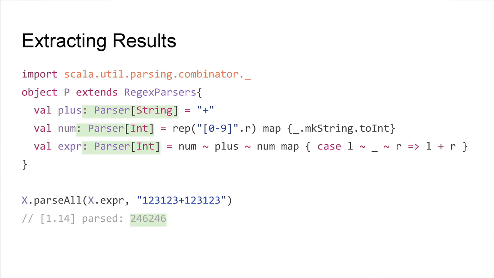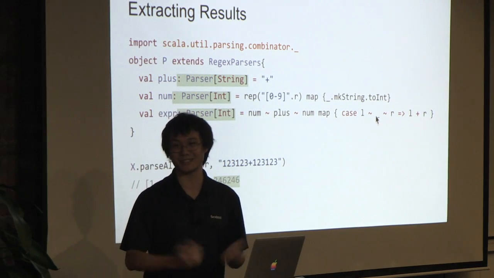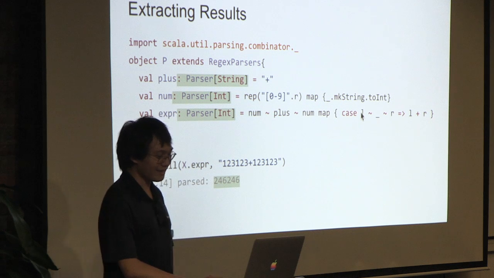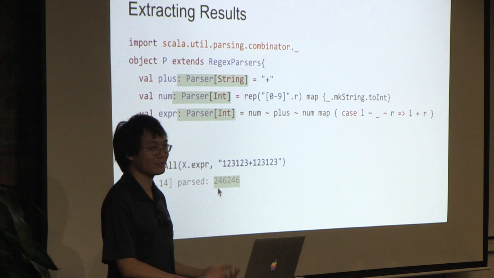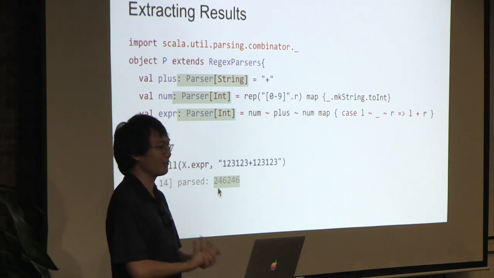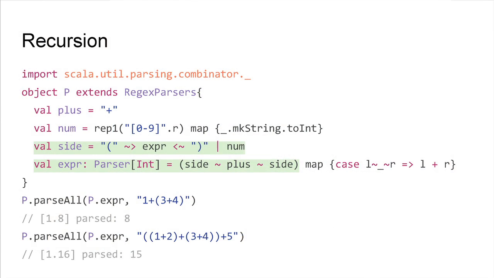So instead of parsing an integer followed by a string followed by an integer, I'm going to map it, ignore the string in the middle, because I don't care what the plus parses. It's always going to parse a plus. And take the left and the right integers and add them. And that's all you need in order to parse actual numbers, to evaluate the actual arithmetic while you're parsing the numbers.